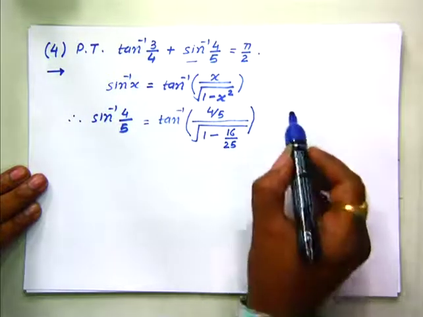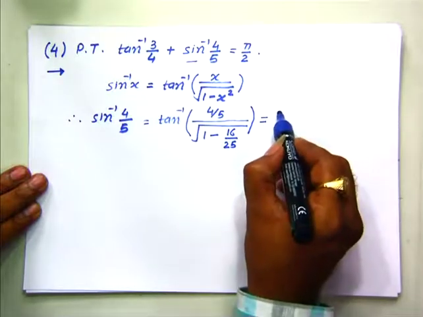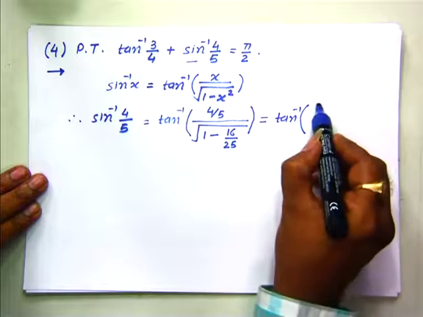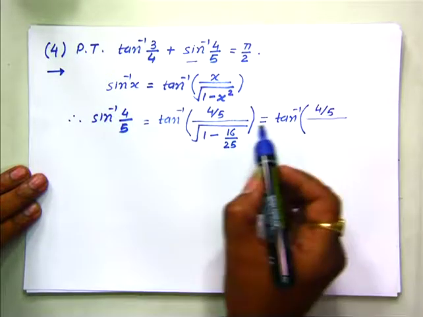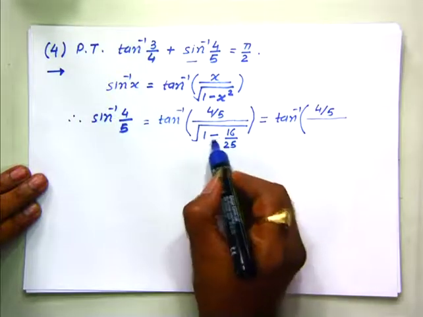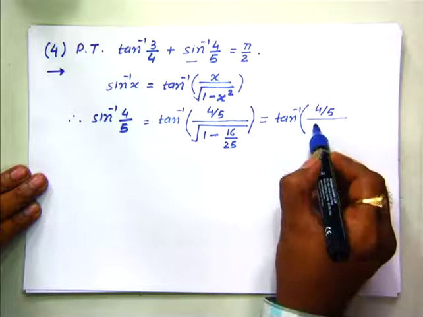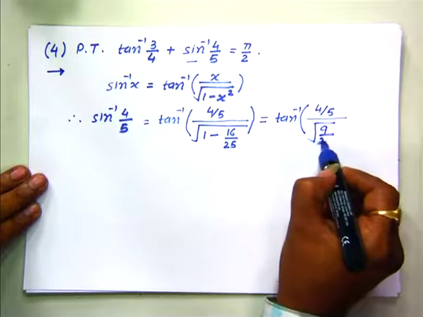Okay, this is equal to tan inverse 4 by 5 upon, take here LCM, so 25 minus 16 is 9, so square root 9 upon 25.